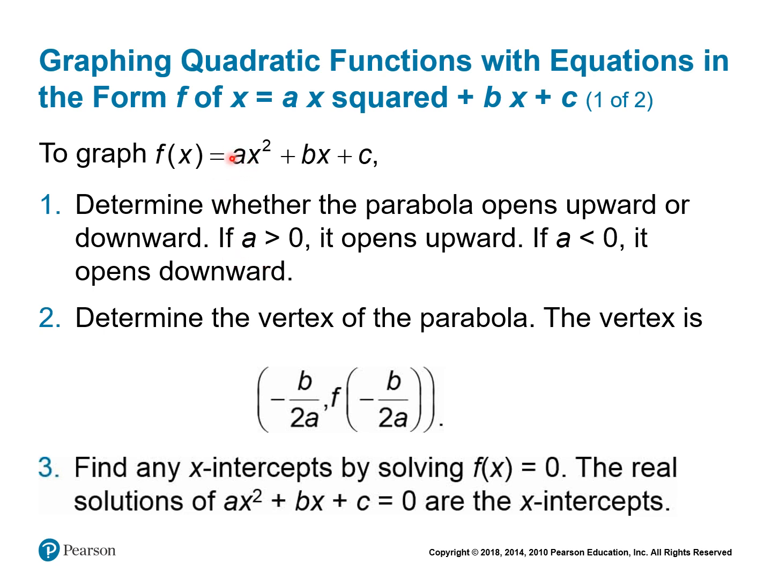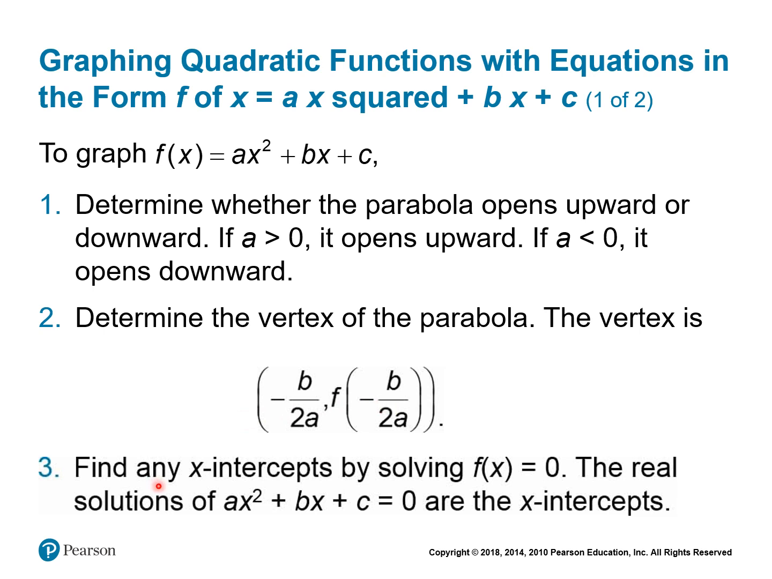So here we just look at a, the coefficient of the first term, and see whether it's negative or positive. If a is greater than 0, we know the graph will open up. If it is less than 0, in other words a negative value, it's going to open down. The next step is to determine the vertex of the parabola. Again, we use the formula minus b over 2a, and f of minus b over 2a that we just learned in the previous slide to find h comma k.